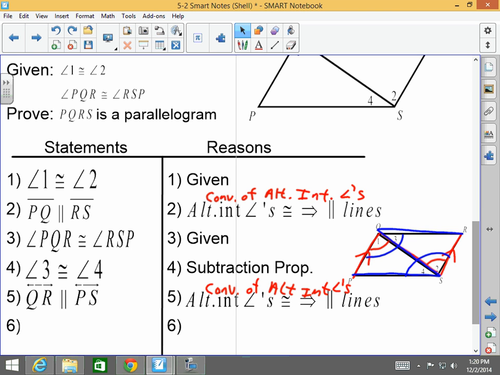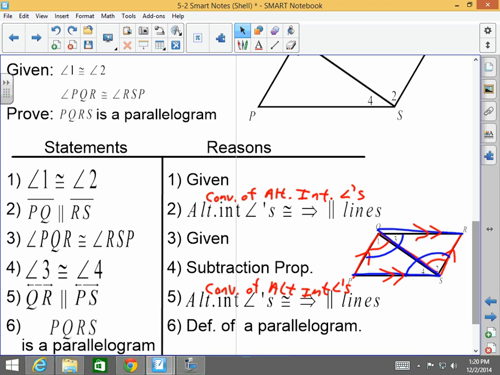And now that we proved that QR is parallel to PS, guess what? PQRS is a parallelogram because of the definition of parallelogram. If you have a four-sided figure where the opposite sides are parallel, well then giddy up. You have a parallelogram. Does that make sense, gentlemen?